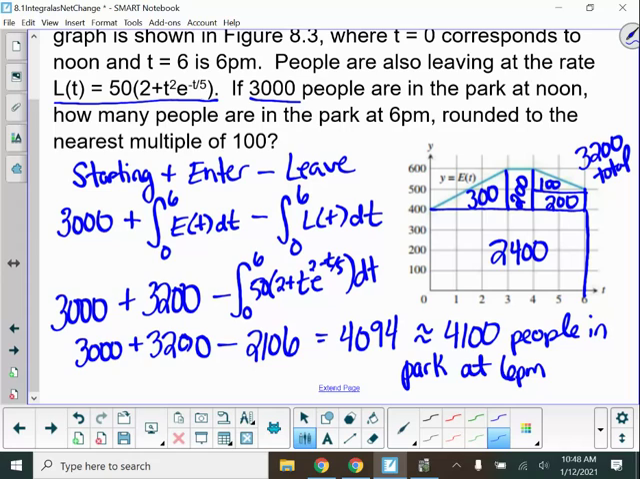It's always a good idea to make a statement that goes back and basically restates what you're trying to find. Like, you don't want to just leave it at 4,100. 4,100 people is a little bit better, but it still doesn't explain the situation. Whereas you could state there's 4,100 people in the park at 6 p.m. So you want to make sure that you do go through and state all of that information.